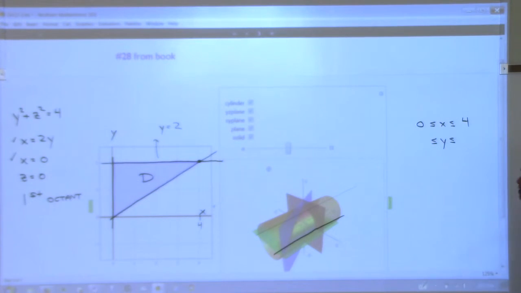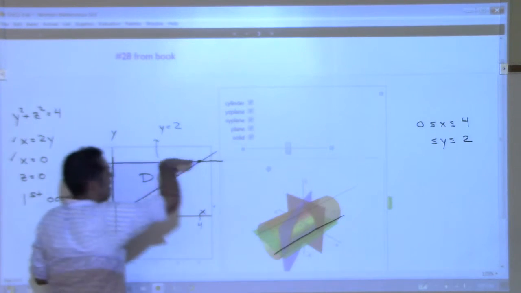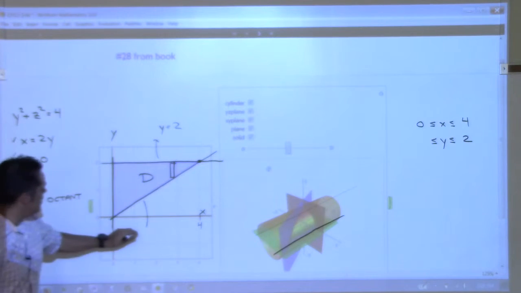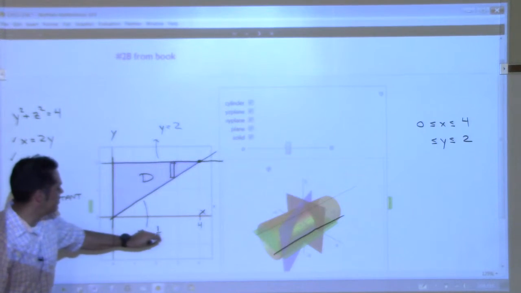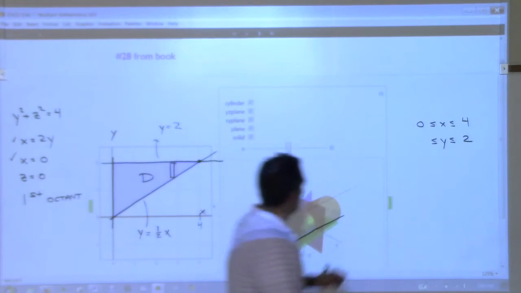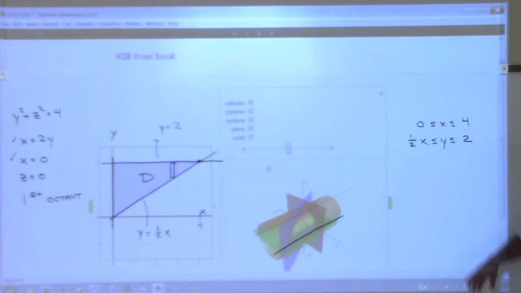And then what about your y coordinate? It's between, this would be 2, right? That's this top piece, right? Y is 2's top. The bottom is this. This came from that. Solve it for y. Y is a half x. Just divide both sides by 2. And then you have to do the top surface minus the bottom surface.